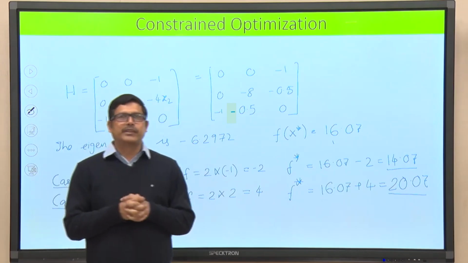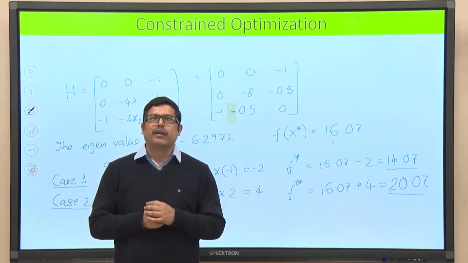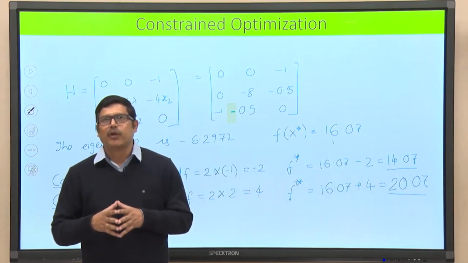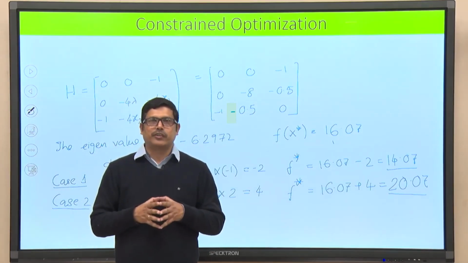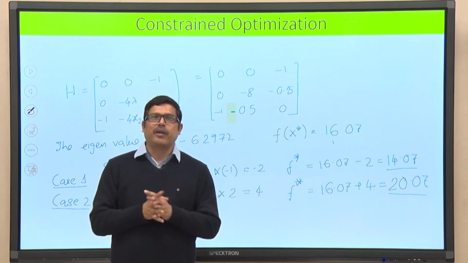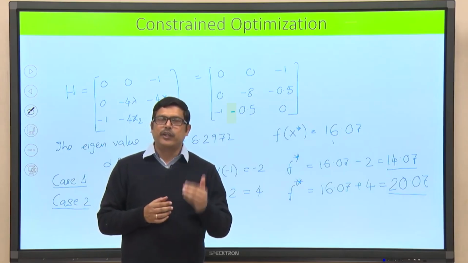This is all for today. Today we have discussed the constrained optimization problem with equality constraints. In the next class, we will discuss the constrained optimization problem with inequality constraints, that is, the necessary and sufficient conditions for optimality in the case of problems with inequality constraints.